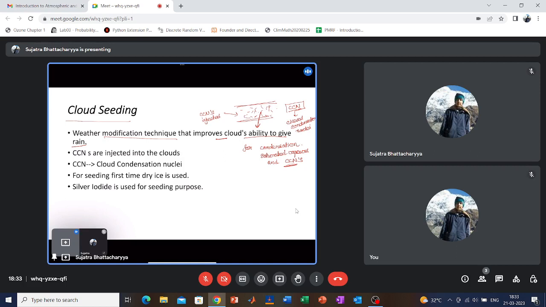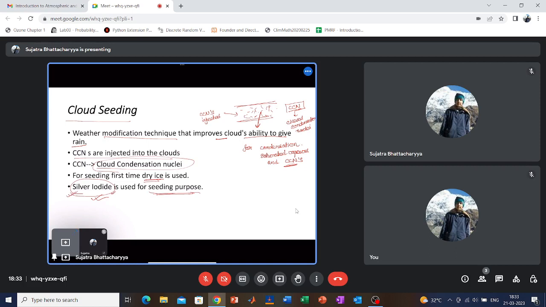Now CCNs are injected into the clouds, as I have already said, and CCN is cloud condensation nuclei. The first seeding experiment was done using dry ice, but silver iodide is most commonly used for seeding purposes, though it is a very costly process. So this is an important CCN for cloud seeding.